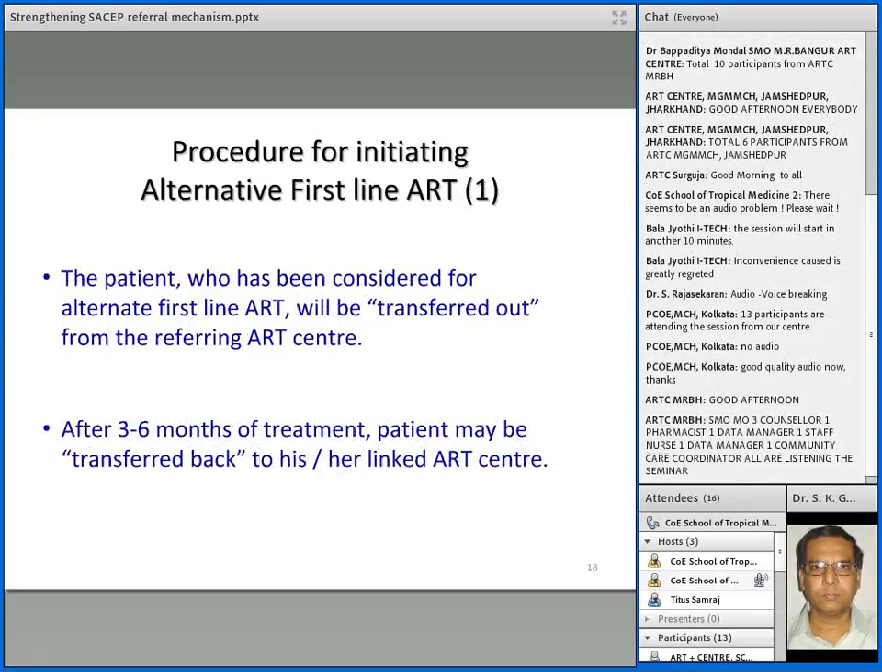And it's not actually referred back. In programmatic terms, it's called transferred out. The patient who has been considered for alternate first-line therapy will be transferred out from the referring ART center to the COE or ART plus center where the SACEP is located. And after 3 to 6 months of treatment, the patient may be transferred back to his or her linked ART center unless the patient has major side effects and toxicities of the PIs or other drugs that are being used.